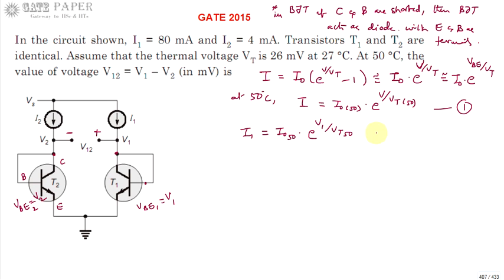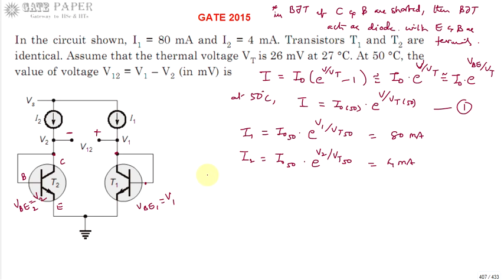Which is 80 milliamperes. And I2 is I0, the reverse saturation current at 50 degrees centigrade. Reverse saturation current is a function of temperature, so it changes, and the thermal voltage also depends on temperature, so that value also changes. So I write I2 as I0 of 50 into e power V2 divided by Vt at 50, which is 4 milliamperes.